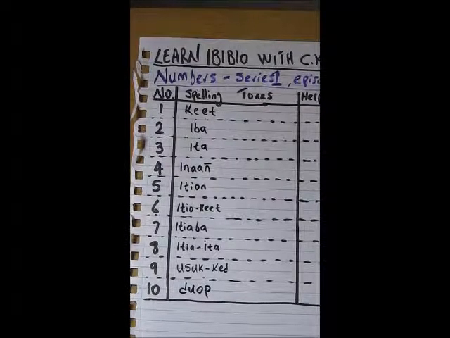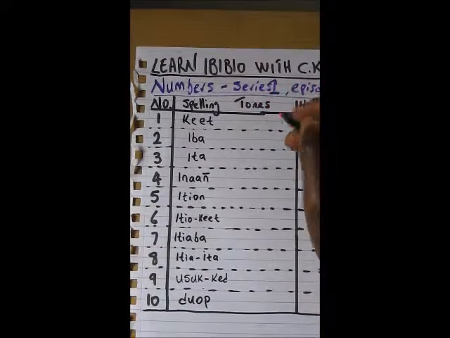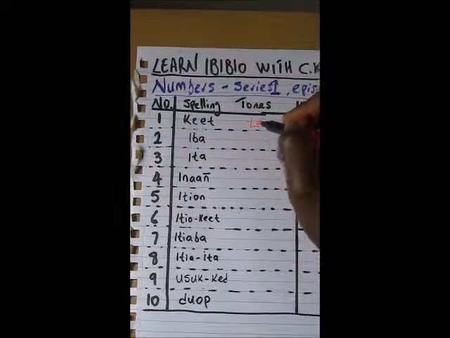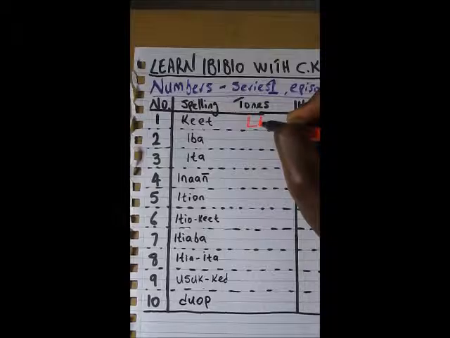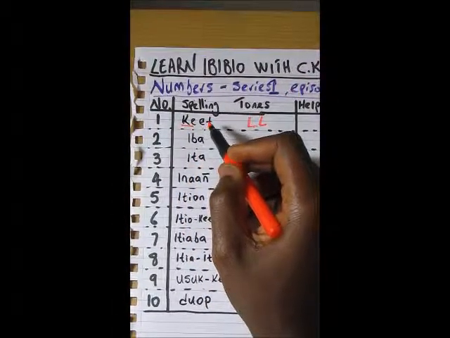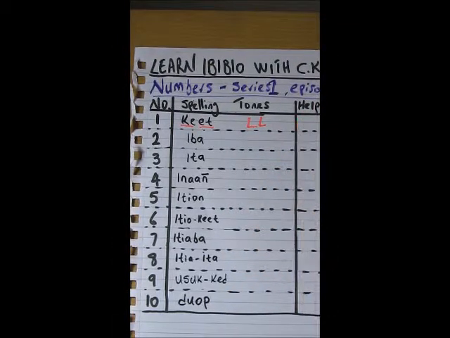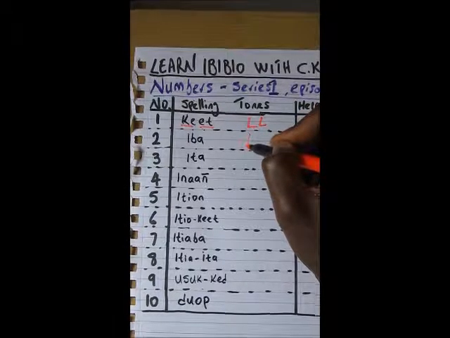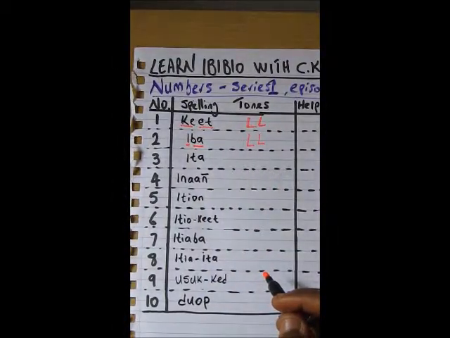So in terms of the tones of the different words, here come the tones, if I can find the cap with this pen. The tones for the number 1, kiet, we have two low tones. So we have K-E-E and T. So you stay low. For iba, again we have two low tones.